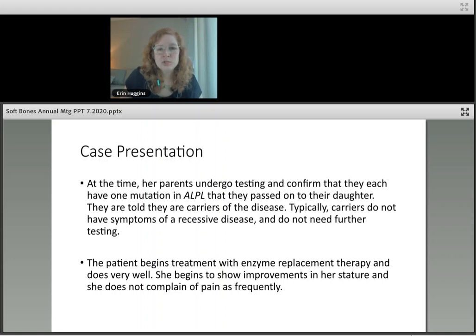So then our little girl begins treatment with enzyme replacement therapy and does very well. She starts to show improvement, doesn't have as much pain. She catches up on her motor milestones, and we go from there.